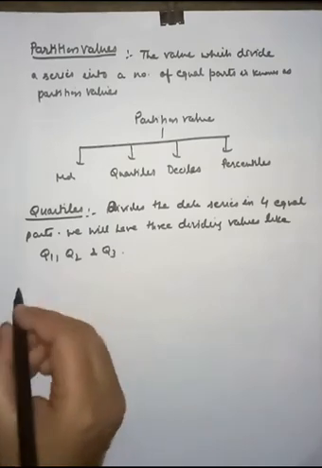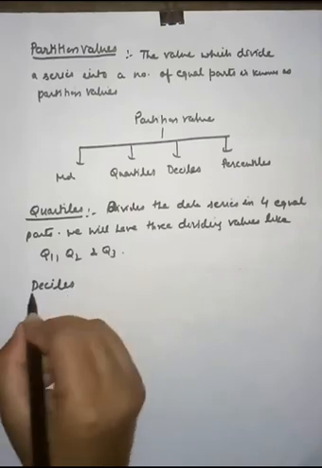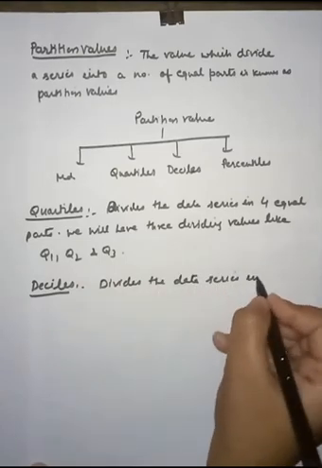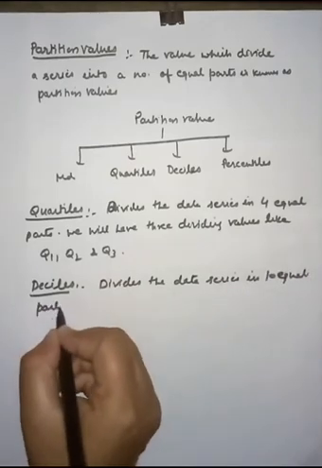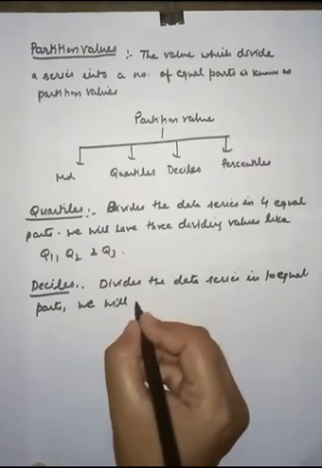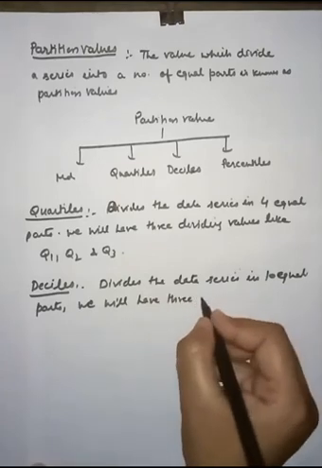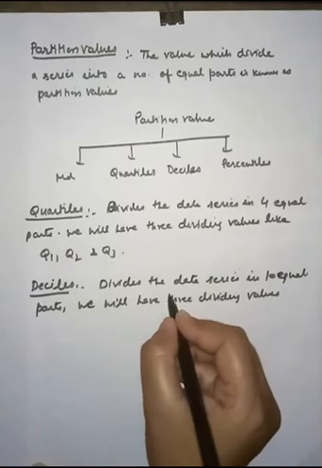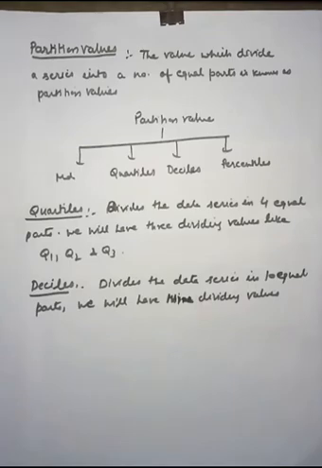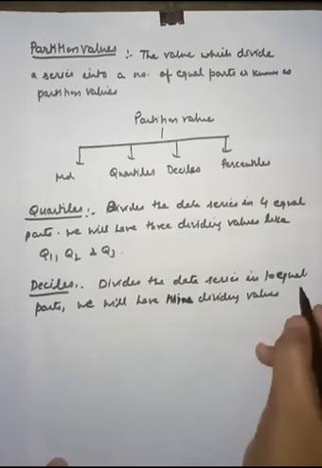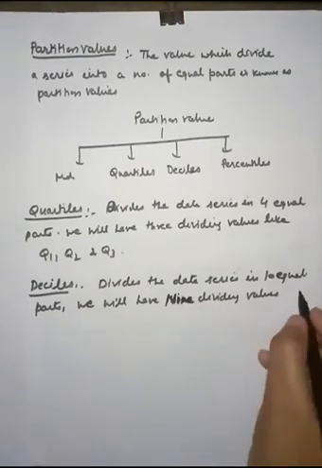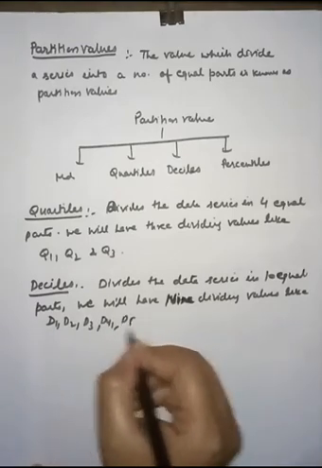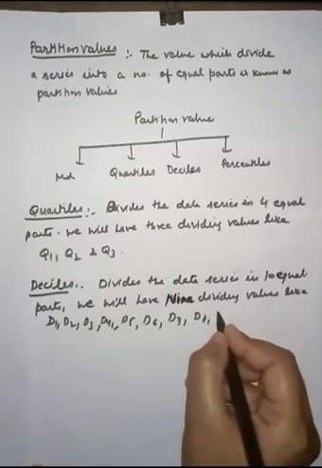Now deciles, what is deciles? Deciles means divides the data series in 10 equal parts. We will have 9 dividing values like D1, D2, D3, D4, D5, D6, D7, D8 and D9, right?